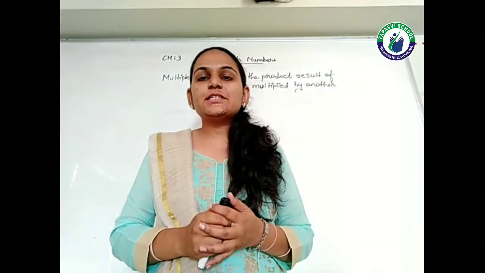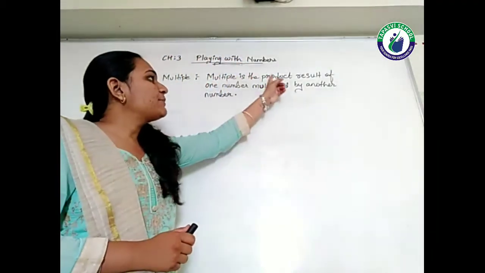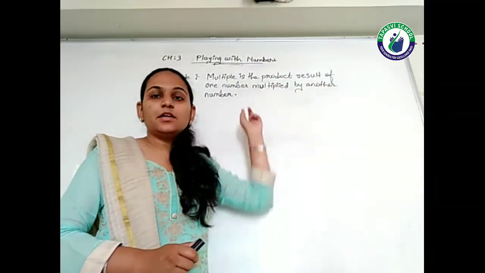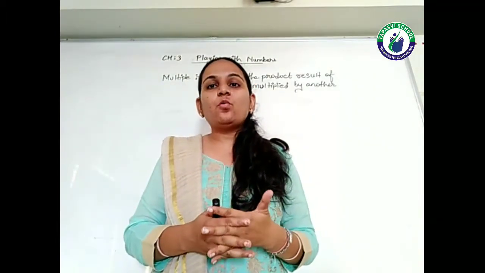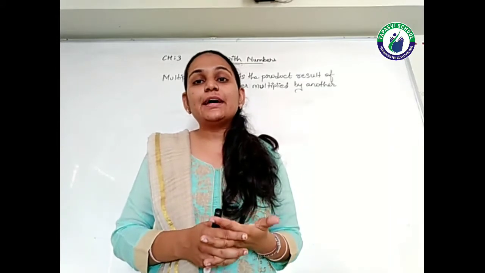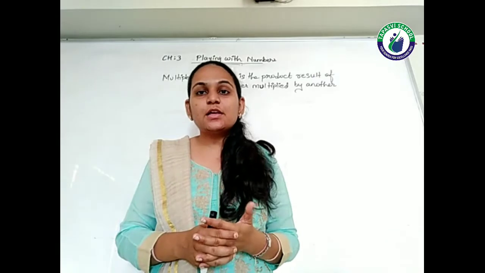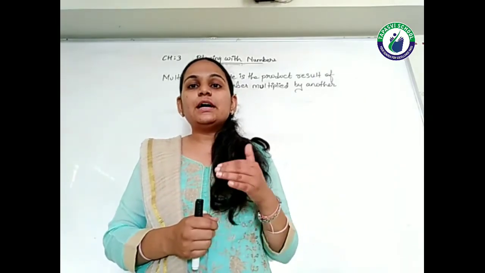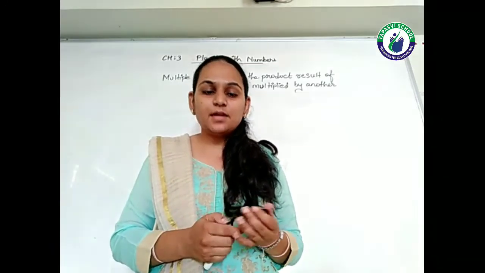Okay, students. Now, what is a multiple that we are going to understand? A multiple is the product result of one number multiplied by another number. That means, for example, if I say 4 multiplied by 1, we get 4. If I say 4 multiplied by 2, then we get the answer as 8. 4 multiplied by 3, then we get the answer as 12. So what are these? These are the multiples of 4. So let's take some example, and I am going to explain this in a better manner.